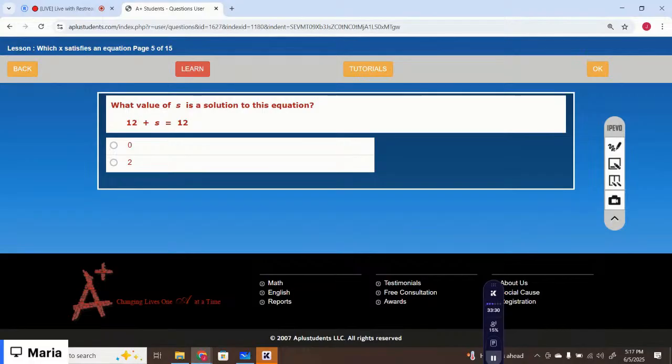What value of x is the solution to this equation? Which is the correct option? 12 plus 0 is 12. Option number 1 is the correct option. That is 0.